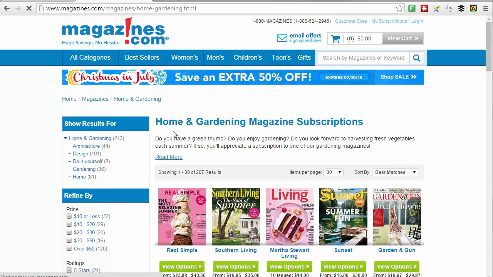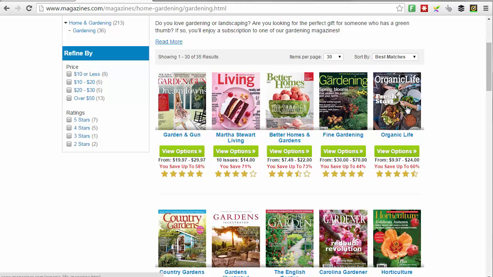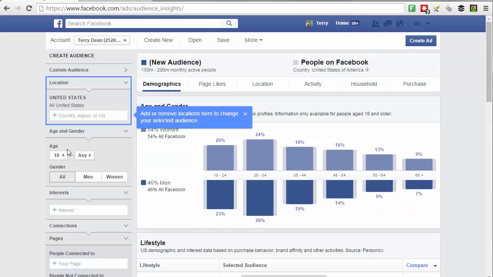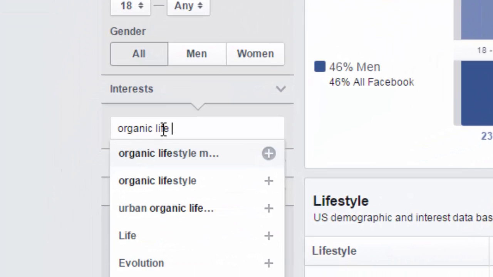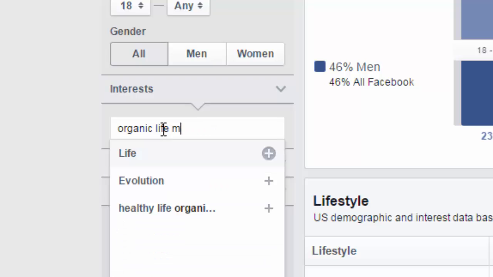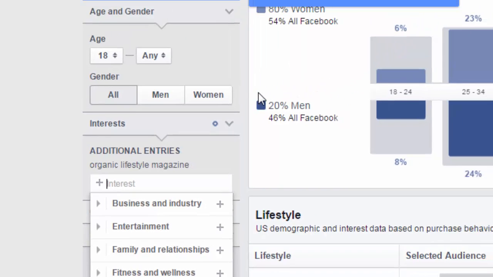So we're going to go to Home and Gardening. Let's go down to Gardening. Okay, we've got Organic Life here. This looks like it's about organic, the process of gardening, fun and easy, Organic Life. Let's see if we can target Organic Life. Can we target Organic Life? There it is, Organic Lifestyle Magazine. There we go.